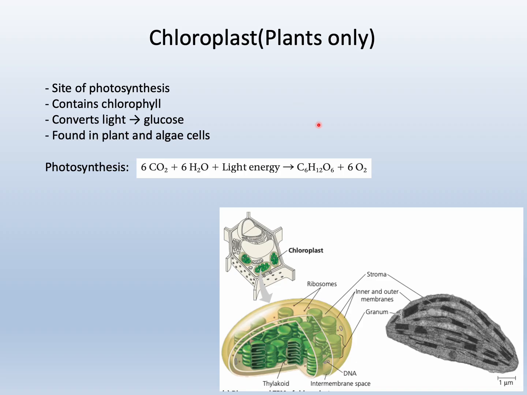They contain chlorophyll, which are these green stacks you see here. And then the equation for photosynthesis is this. 6 carbon dioxide molecules and 6 water molecules and light energy from the sun mostly, and then it forms a molecule of glucose and 6 molecules of oxygen.